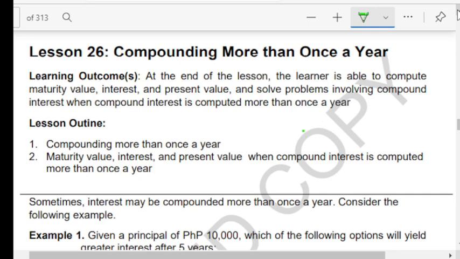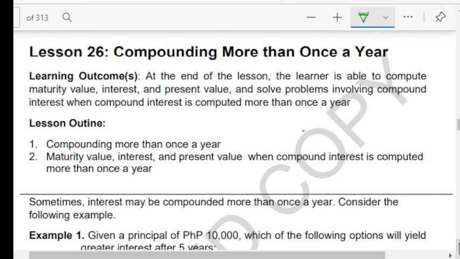So compounding more than once a year: maturity value, interest, and present value when compound interest is computed more than once a year. Pwede man mag-compute kag inadlaw, daily basis, ang interest computon. Pwede pod og monthly. So mana nga na ay compounding more than once a year.